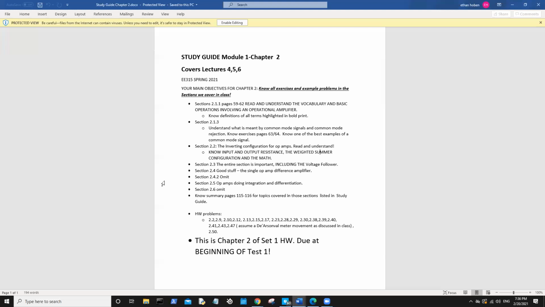The next thing, entire section 2.3 is important, including the follower. I think 2.3 is the non-inverting configuration, where he goes through everything about non-inverting op amps. And the next thing is the single op amp difference amplifier. Isn't this the opposite of the summer? Or is this the differential one?